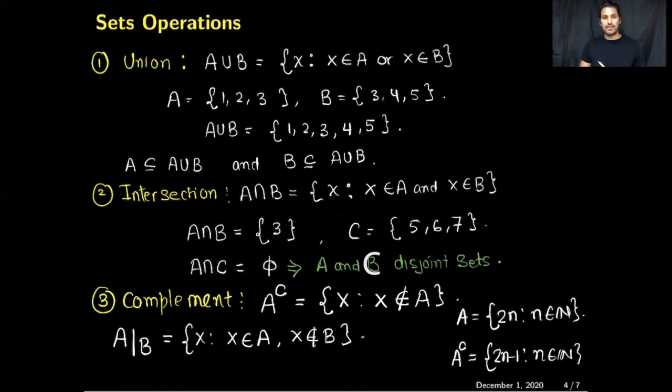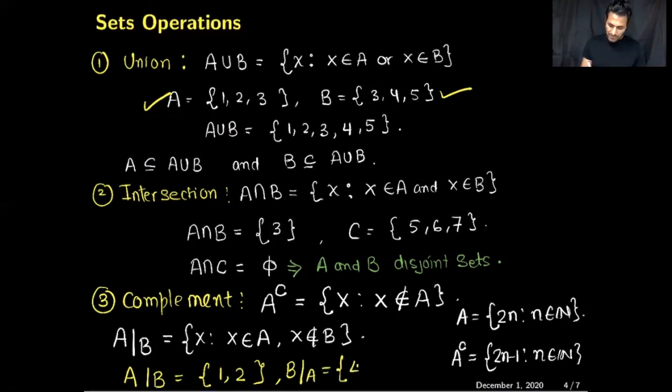So this is also called the set A minus B. For example, for the example we have here, you can see that A minus B contains all the elements which are in A but not in B. So 3 is the common element, so that will not be in A minus B. And also you can find B minus A. This will be all the elements of the set B which are not in A. So this will be 4, 5.